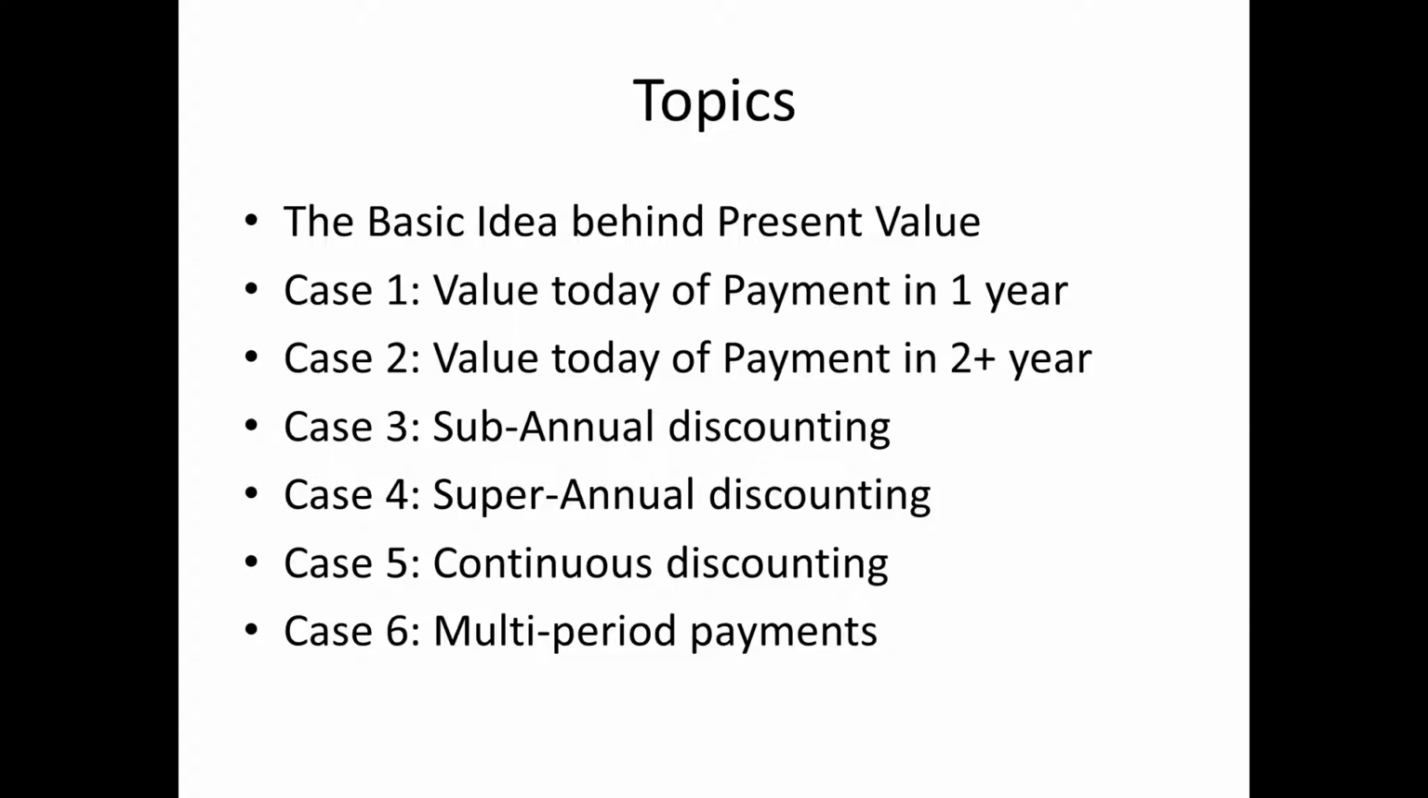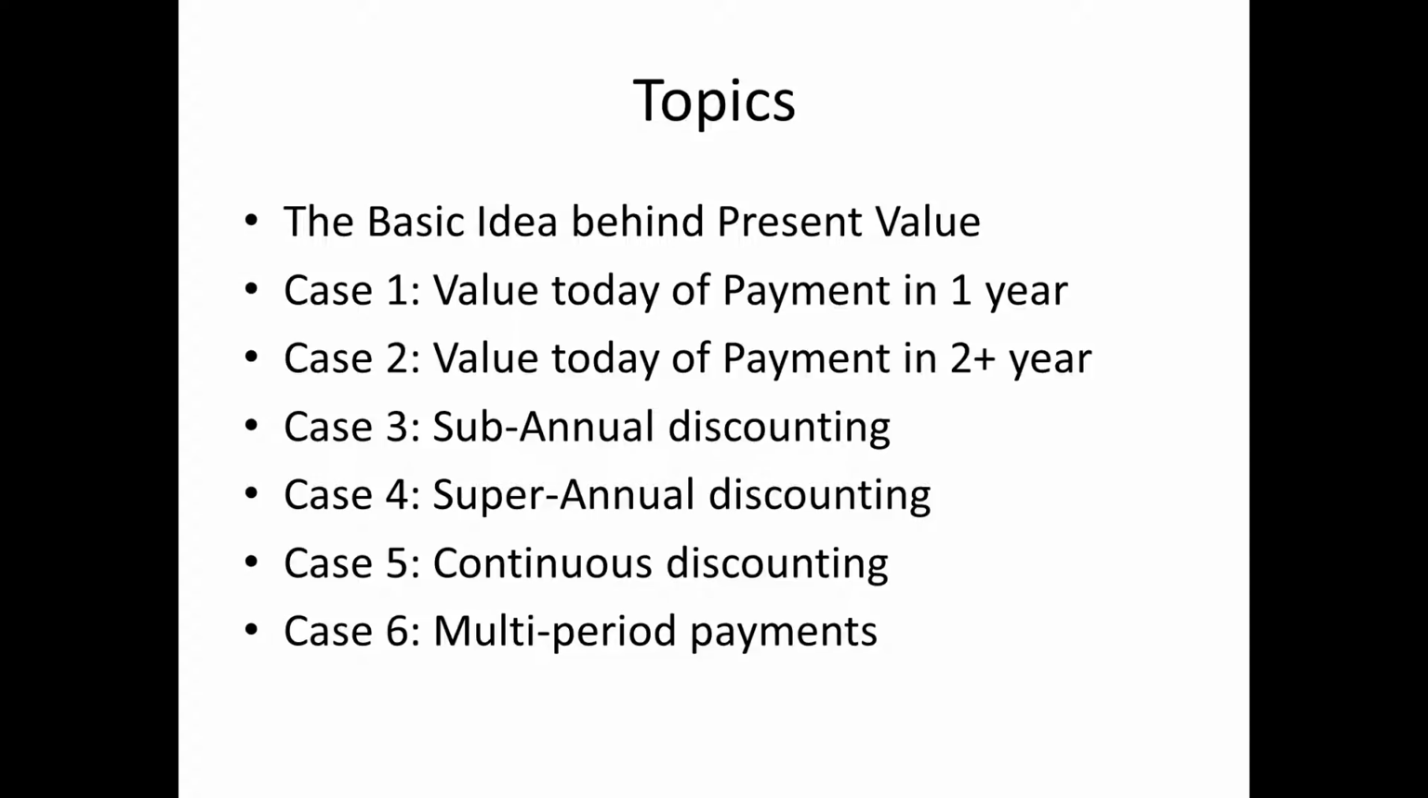The basic idea behind present value: finding the value today of a payment that you are going to receive in 1 year, the value today of a payment that you're going to receive in 2 or more years, discounting, which is just the reverse of compounding, and so all the same concepts, just a different word. So subannual discounting, superannual discounting, continuous discounting, multi-period payments.